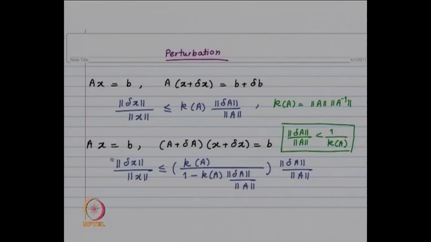Then when you consider perturbation in the coefficient matrix, then you get norm delta x by norm x less than or equal to condition number of A divided by 1 minus condition number of A into norm delta A by norm A, multiplied by the perturbation norm delta A by norm A. For this result, you assume that norm delta A by norm A is less than 1 upon condition number of A. That guarantees that A plus delta A is going to be invertible, and in the denominator 1 minus condition number of A into norm delta A by norm A will be a number bigger than 0.